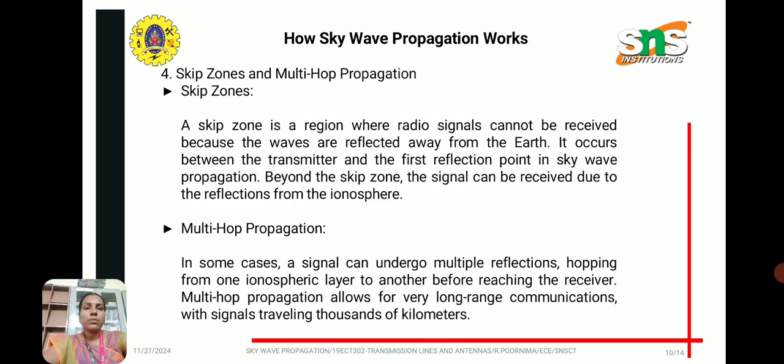So next is the skip zone and multi-hop propagation. The skip zone is the region where radio signals cannot be received because the waves are reflected away from the Earth. It occurs between the transmitter and the first reflection point in skywave propagation. Beyond the skip zone, the signal can be received due to the reflection. And in multi-hop propagation, the signal can undergo multiple reflections, hopping from one ionospheric layer to another.